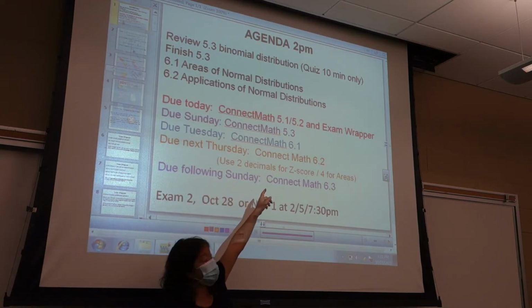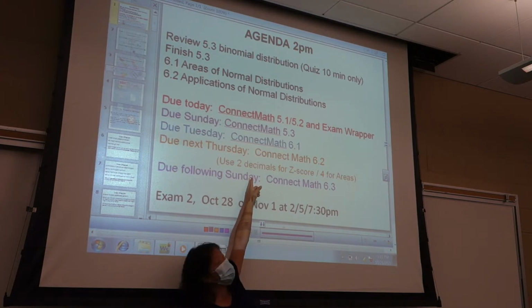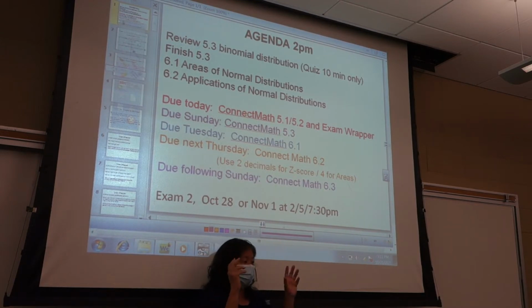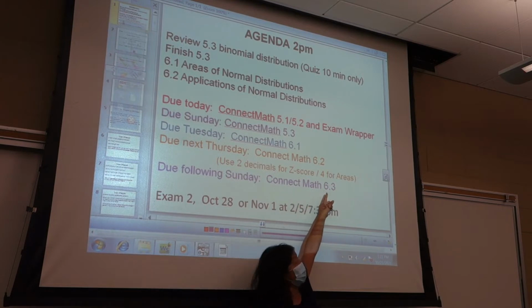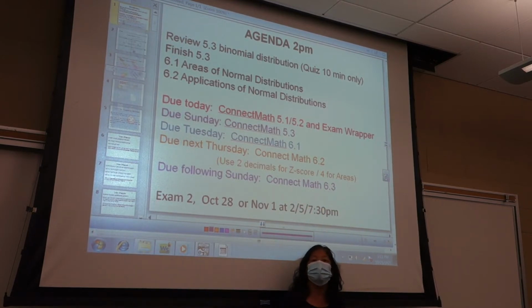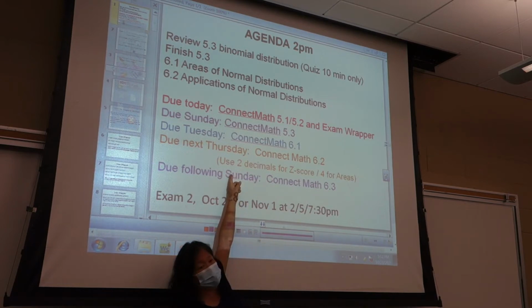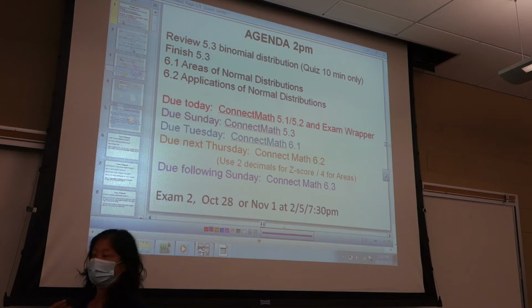Please note, everyone look up, please note that for Connect Math 6.2 and 6.3, use 2 decimal places for all of your z-scores. So not just at the end, but anywhere along the problem, make sure all your z-scores have 2 decimal places, and your areas, your probabilities, have 4 decimal places. Otherwise, you will get the wrong number. If you put a z-score into the program with 3 decimal places, it's going to mark it wrong, and you're not going to know why. You'll be banging your head against the wall. So don't do that. Make a note to round all of your z-scores to 2 decimal places on your homework for 6.2 and 6.3, so you can avoid that nightmare. And then Sunday will be Connect Math 6.3.